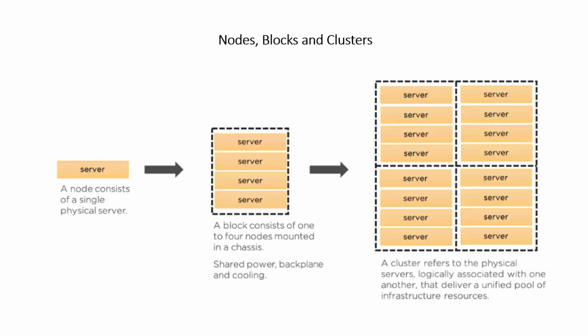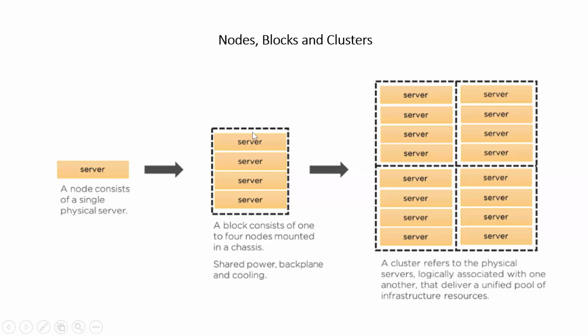Another thing is Nutanix comes up with a Nutanix block. A Nutanix block will have 1 to 4 nodes. So in a single block we can have 4 nodes, 3 nodes, 2 nodes, or a single node. Maximum we can have 4 nodes in a block. I have a picture of that as well.